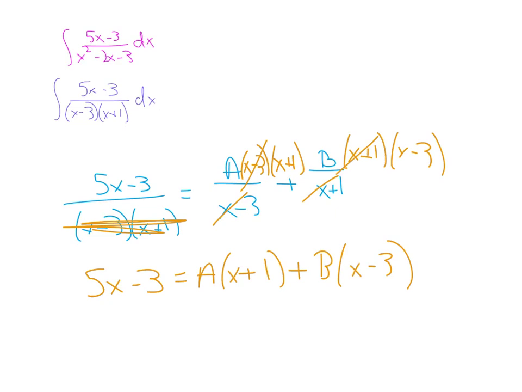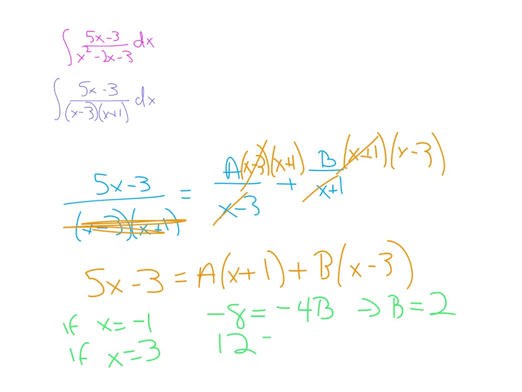At this point, you have two different options. Option 1 is to plug in. If x is negative 1, then on the left I'm going to have negative 5 minus 3, negative 8. On the right, the A part goes away, and the B part becomes negative 4B, which means B is 2. Then if x is 3, we have 15 minus 3, which is 12. The A part is 4A, and the B part is 0. So that means A is 3. If you're wondering where I got negative 1 and 3, it's simply what makes the parentheses here 0.